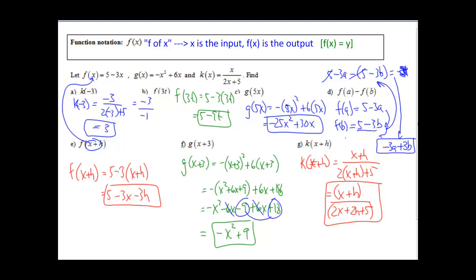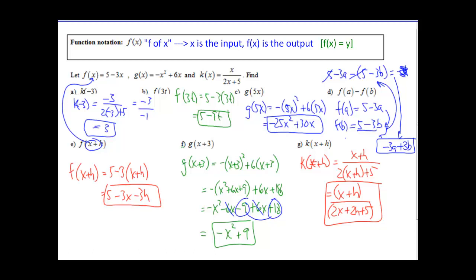So then if you notice up top, right above the expression, we have minus, so you have to distribute the negative, so your answer is here on the right, negative 3a plus 3b. Okay, and the last one, we got to input x plus 3 into the g function.